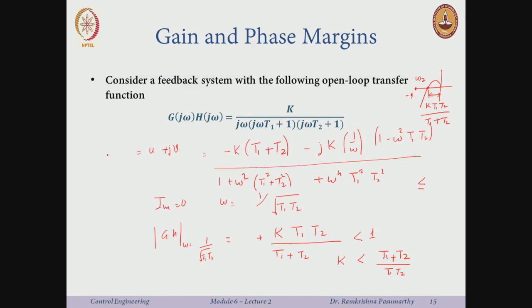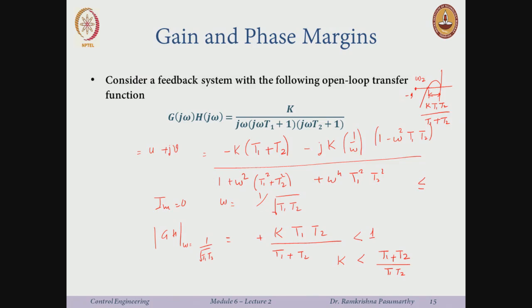Okay. See, it's quite straightforward. So, I start, so my thing is, I want to compute for what values of gain k the closed loop system is stable. Well, so I just use this criterion.